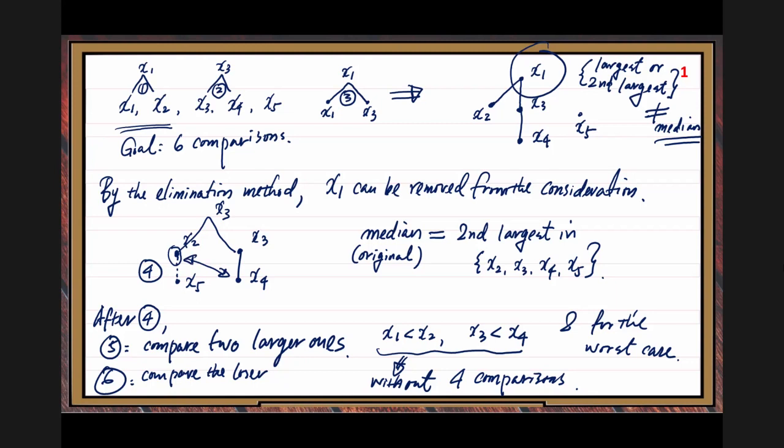Loser, so here x2 with x4. The winner would be the second largest. Okay? All right. So here you can see 6 comparisons. 6 comparisons.